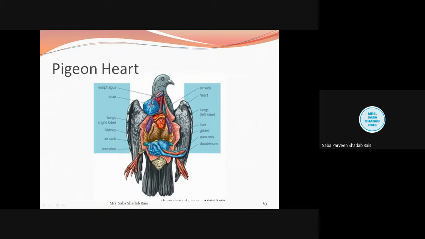Now when we talk about the covering, we have learned that the covering of the heart is called the pericardium. We have learned many times that it is a dual-layer, thin, transparent, membranous sac. The outer layer is the parietal one, and the inner one is the visceral one. In between the two layers of the pericardium, what is present? Pericardial, or serous, fluid is present.